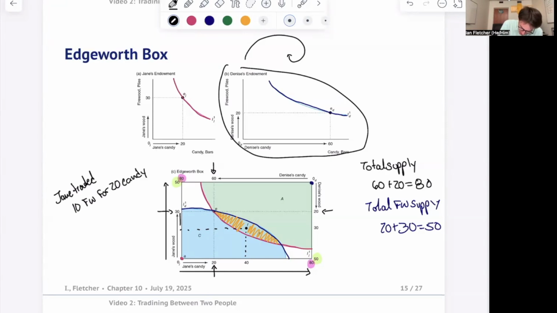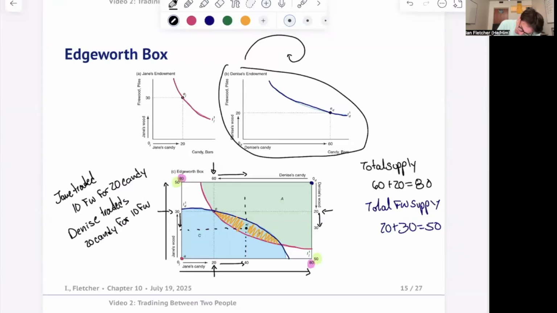So she decreases but increases. And so she moves from E to F. Similarly, Denise does the opposite. So she trades 20 candy for 10 firewood. And so she declines here but increases here.